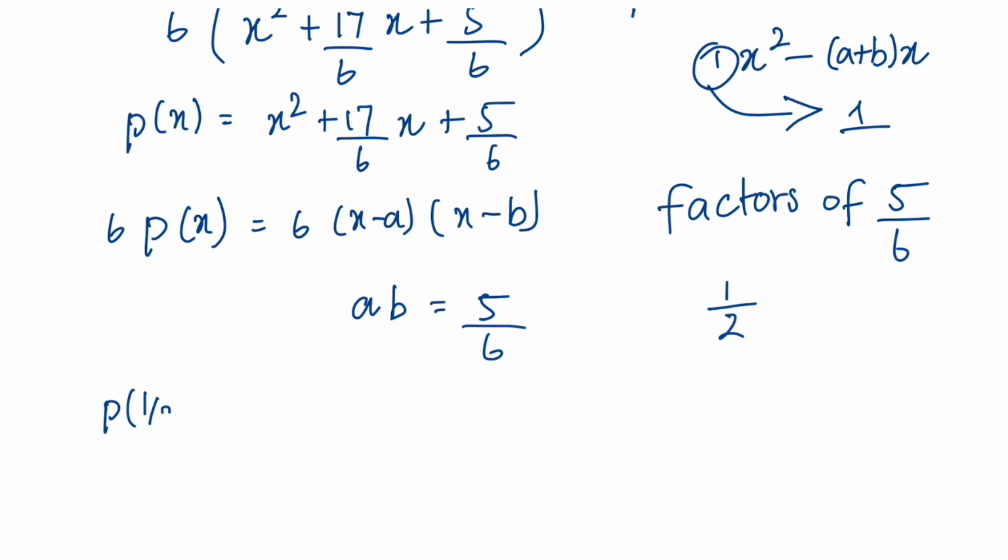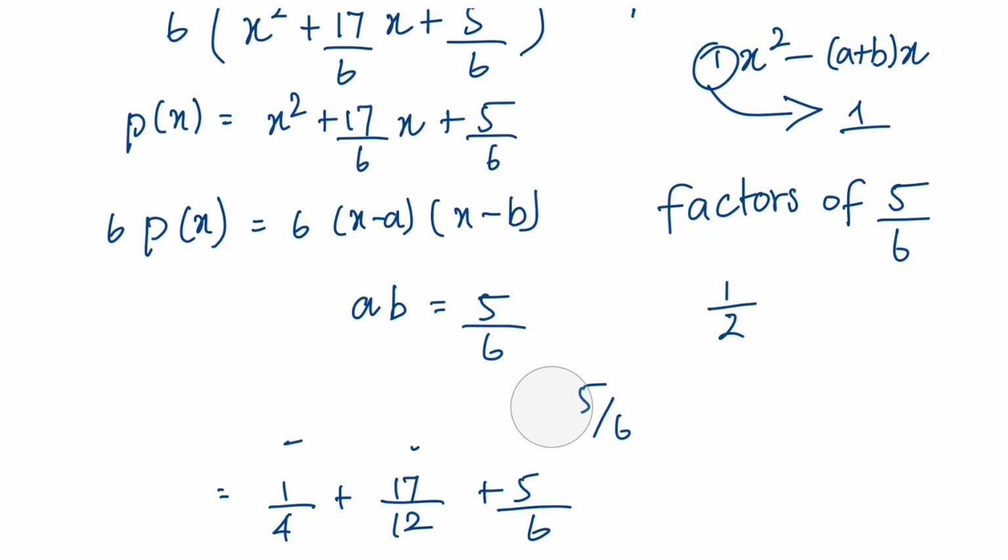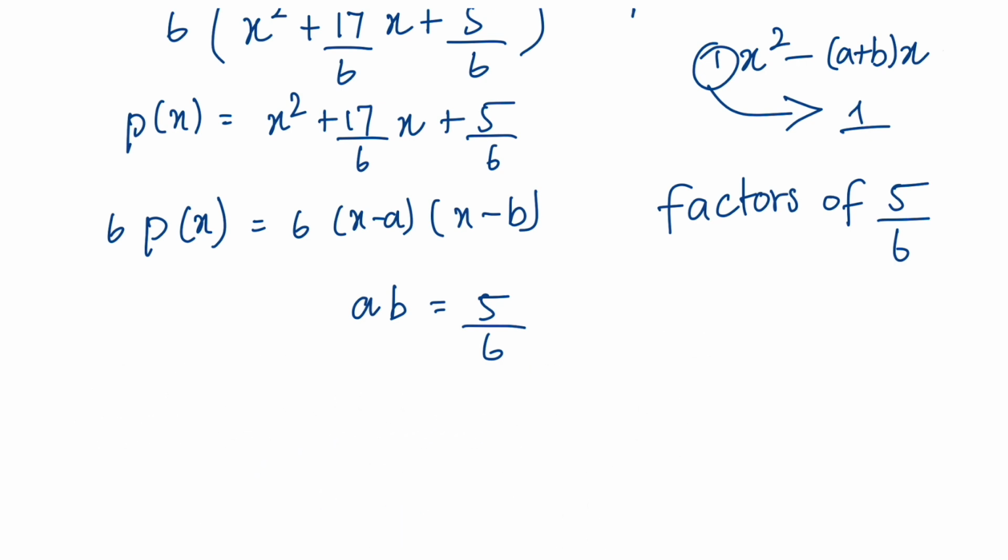So p of 1 by 2 is equal to 1 by 2 the whole squared plus 17 by 6 into 1 by 2 plus 5 by 6. We are just going to check if this is a 0. If p of 1 by 2 is equal to 0, then 1 by 2 is a 0. So 1 by 4 plus 17 by 12 plus 5 by 6. There is no way adding all these positive numbers can end up with 0, right? So obviously 1 by 2 is not a possible value.